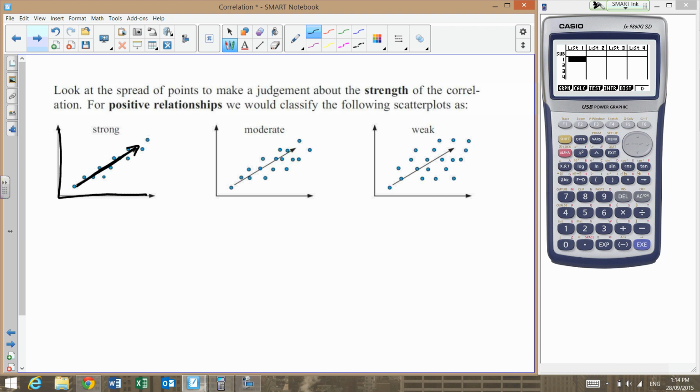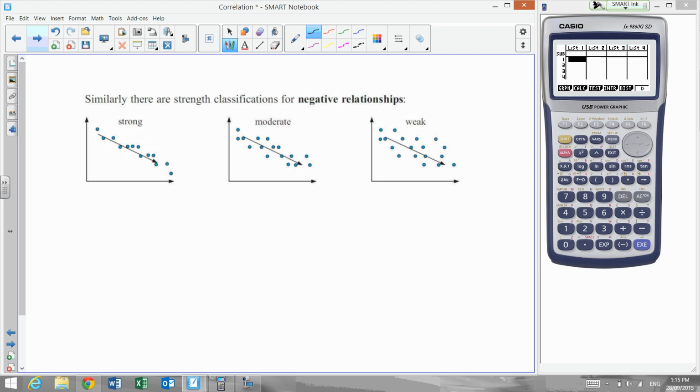When we look at other examples, our data might become more and more spread out. So we use these words to describe it: strong, moderate, or weak. The closer your points are together, the stronger the correlation. As you can see in this example, all the points are going upwards, so we say it is a positive relationship. Conversely, when it's going down, we say it is a negative relationship, and we still use the same language: strong, moderate, or weak.